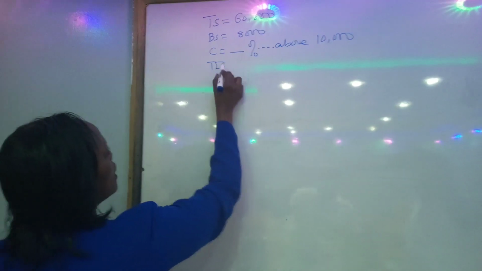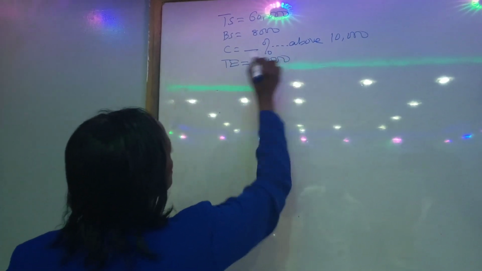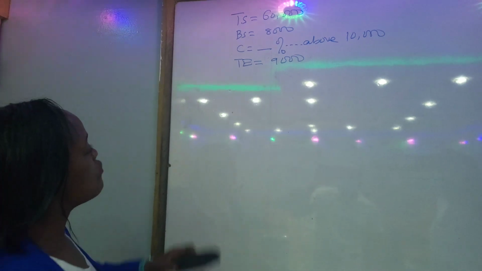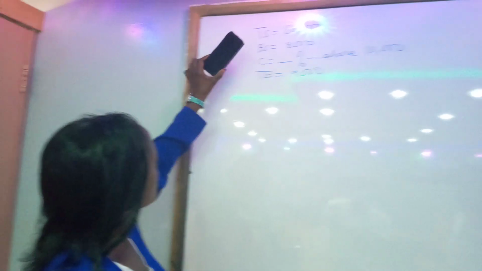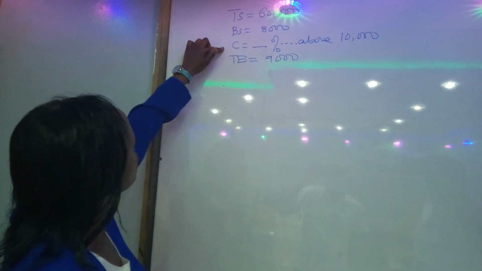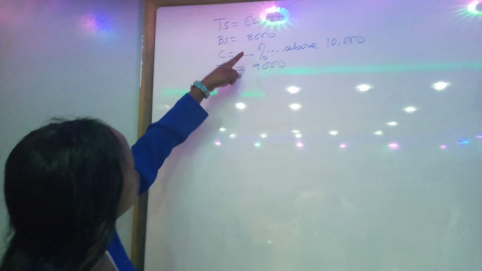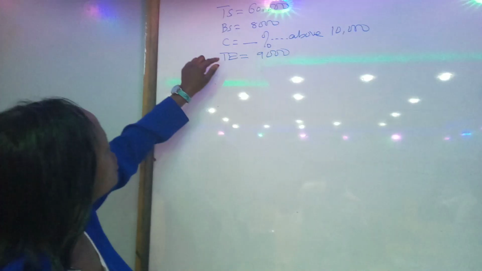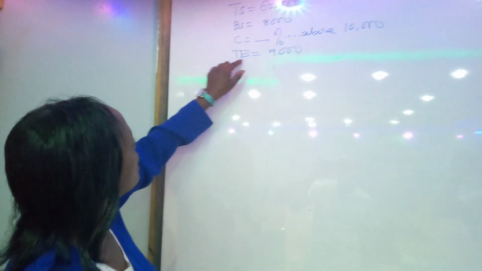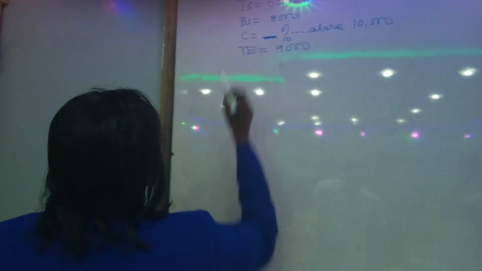Then at the end of that month, he gets a total earnings of 9,000. Let's look at this. A salesman sold goods worth 60,000. He gets a basic salary of 8,000 every month. The commission he got is not given, it's a dash. So we are told he gets a certain commission from the sales above 10,000. Then at the end of that month, he got a total earnings of 9,000. Now our question is, what is the percentage commission?